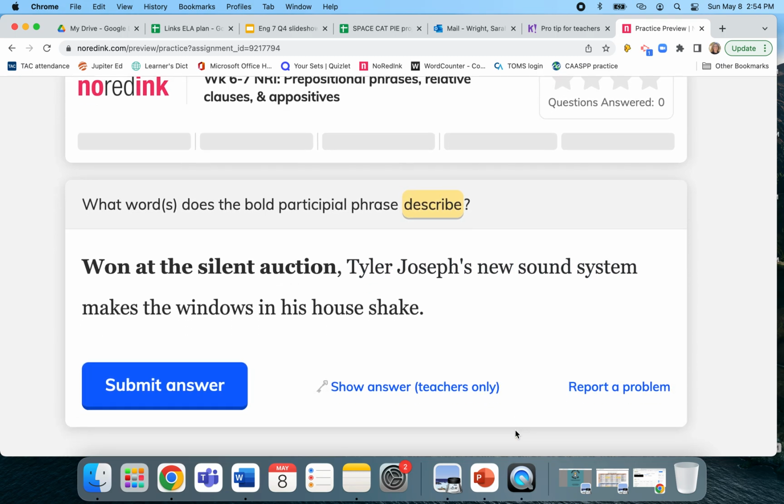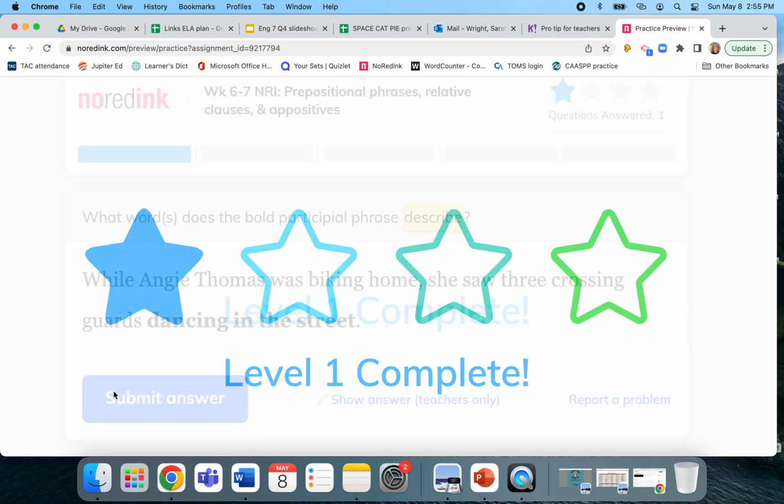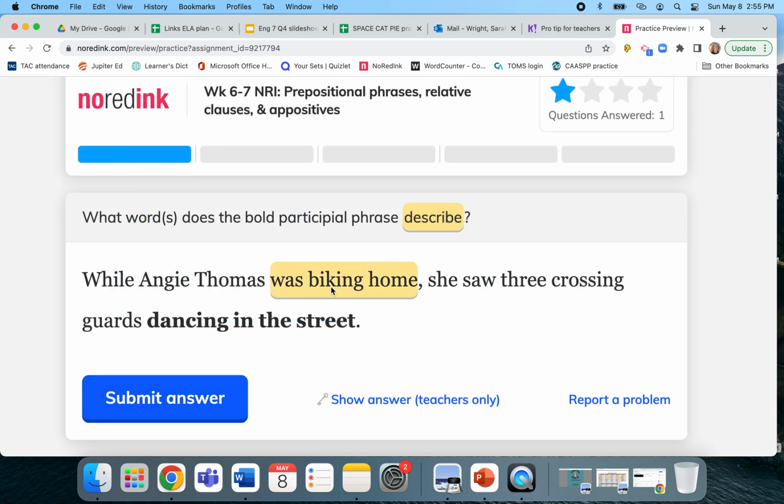Won at the silent auction, Tyler Joseph's new sound system makes the windows in his house shake. All right. It's the sound system that was won at the silent auction. While Angie Thomas was biking home, she saw 3 crossing guards dancing in the street. And again, these participial phrases usually are right after or right before whatever it is that they're describing. So we know it's not Angie Thomas dancing in the street. It's not biking dancing in the street. It's the 3 crossing guards.